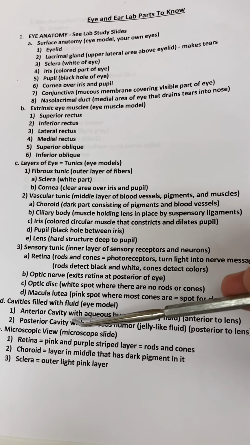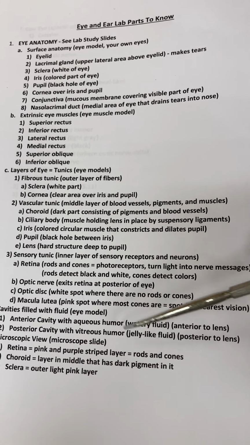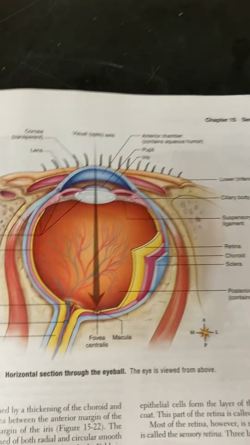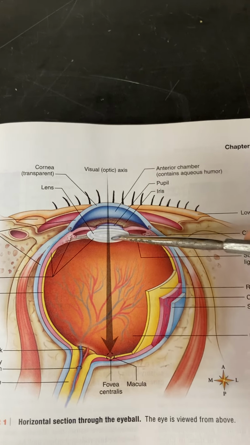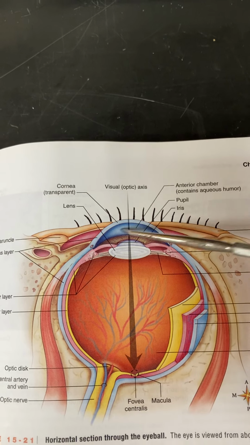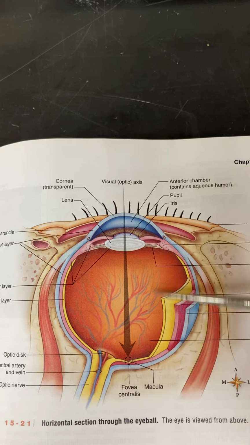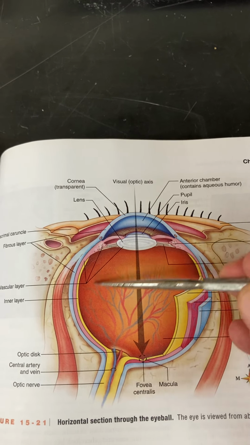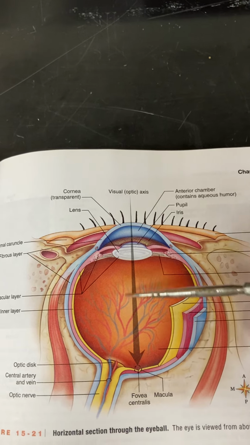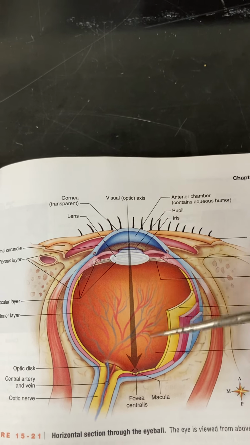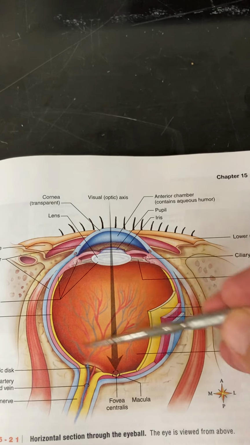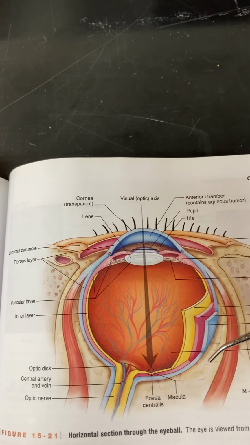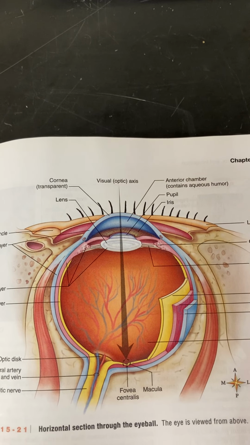And then the posterior cavity is filled with a jelly-like fluid called the vitreous humor. And that's in the posterior cavity, posterior to the lens. So since this is the lens, the anterior cavity with aqueous humor is there. And back here is the vitreous jelly-like humor in the posterior cavity. The vitreous humor is there to keep the shape of the eyeball, keep the retina pushed against the back. Aqueous humor distributes some nutrients there and keeps proper pressure in the eye.